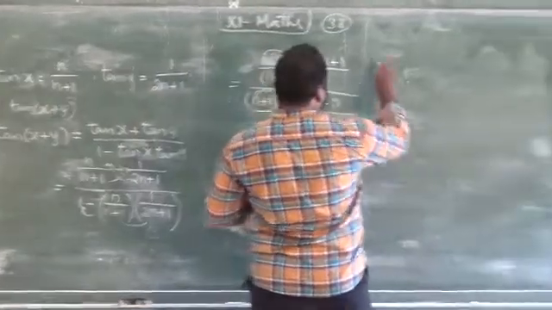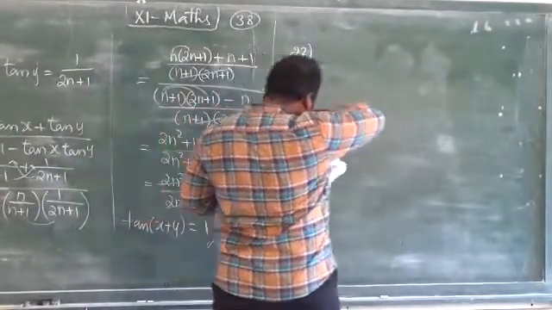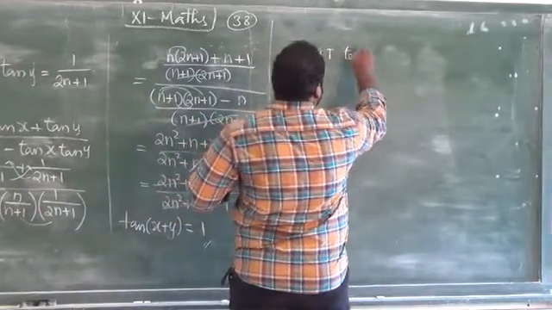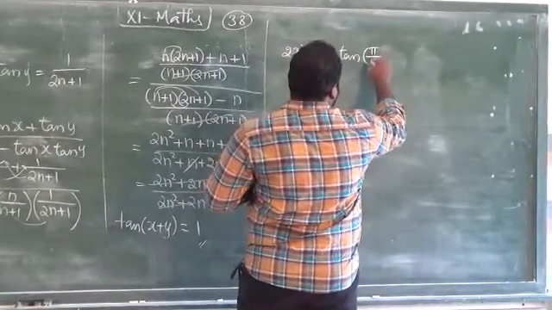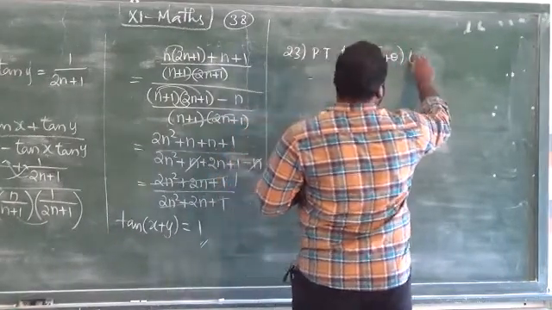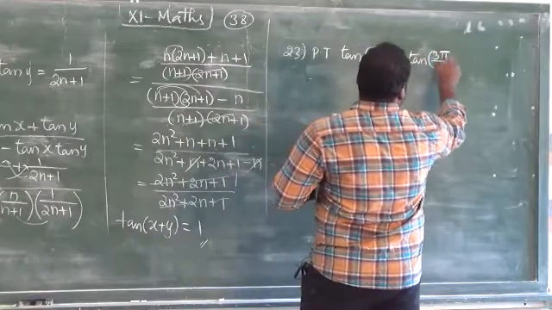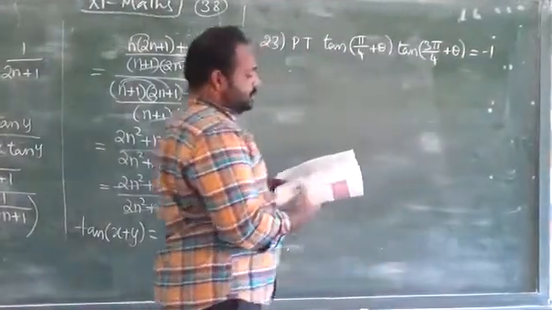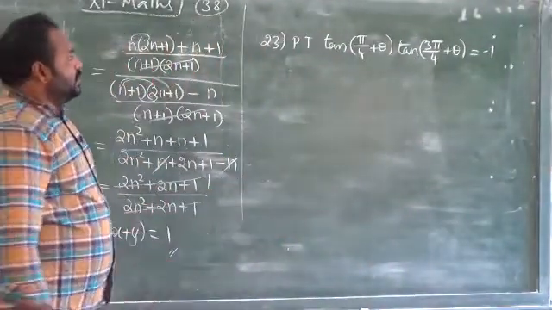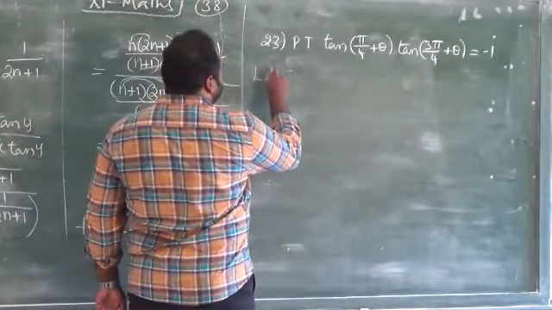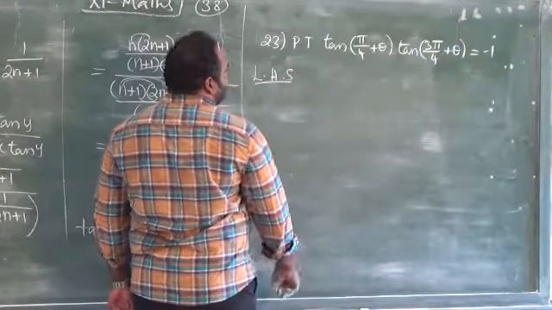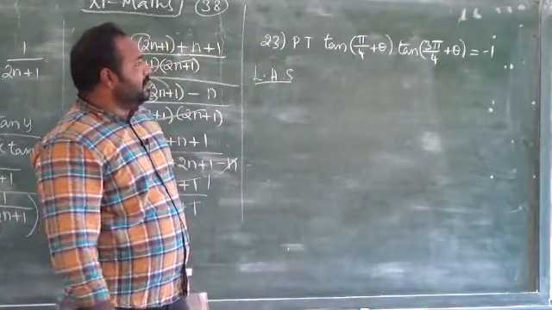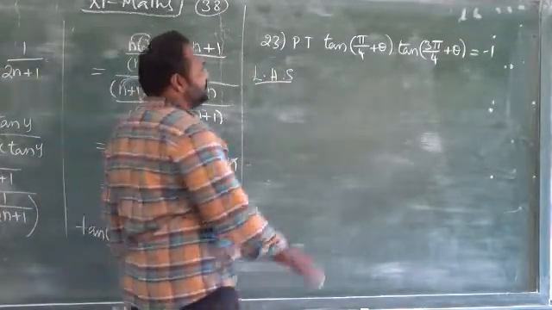Next, problem number 23. Prove that tan of pi by 4 plus theta into tan of 3 pi by 4 plus theta equal to minus 1. So here I am going to take the LHS side and prove the RHS side as usual. It is called the tan A plus B formula. We can use it here to express the left hand side.